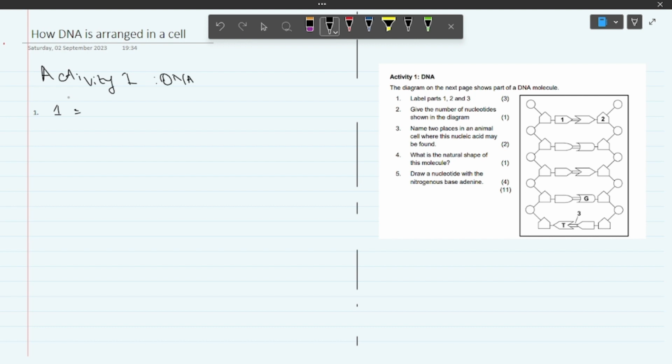So in this case we're given to label number 1. So number 1 in my case I would say what? So number 1 is adenine. Okay, so number 1 is adenine.